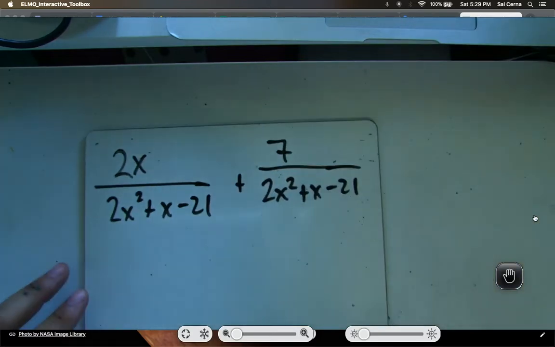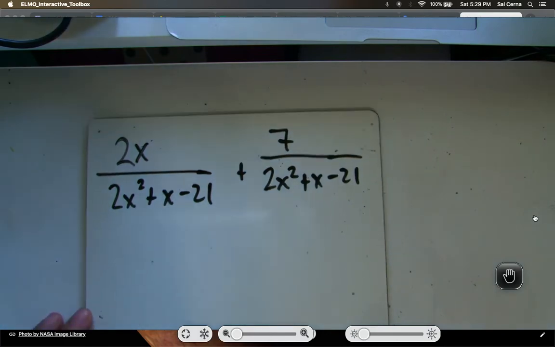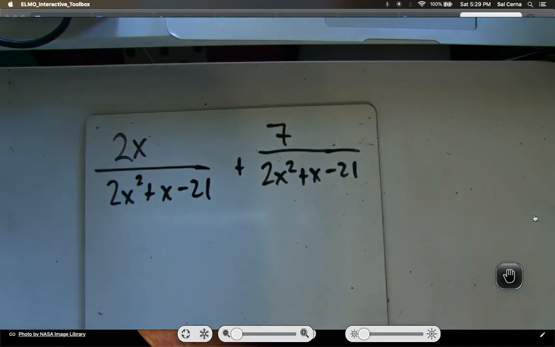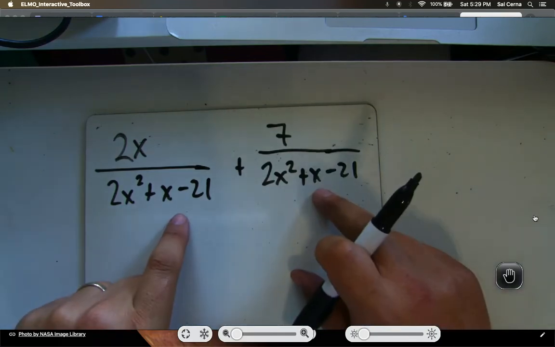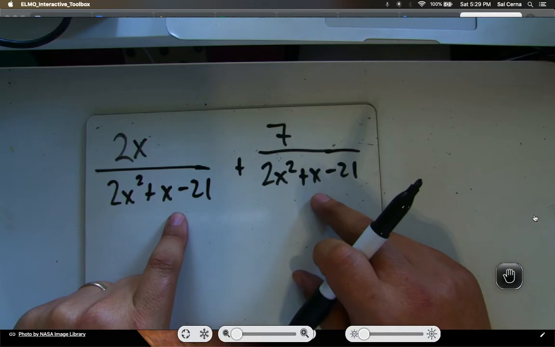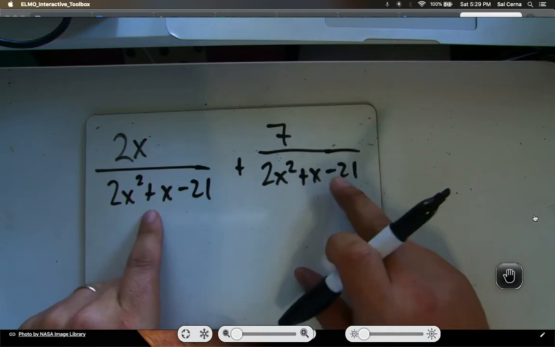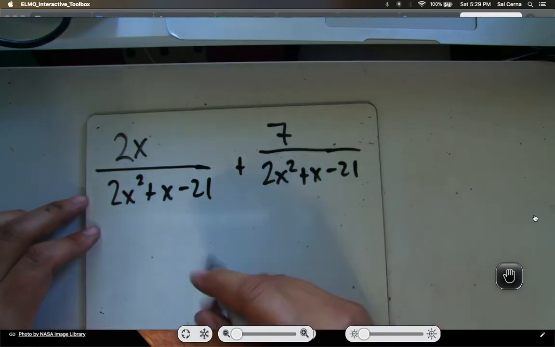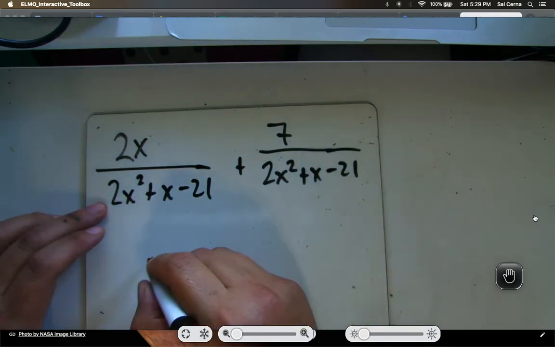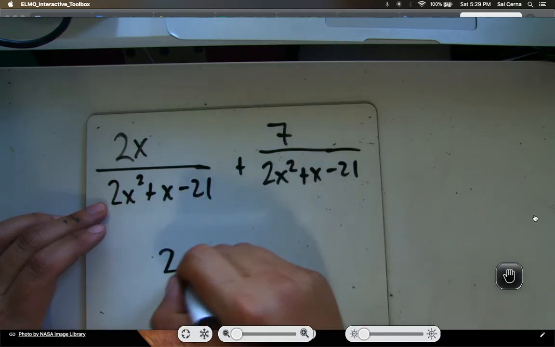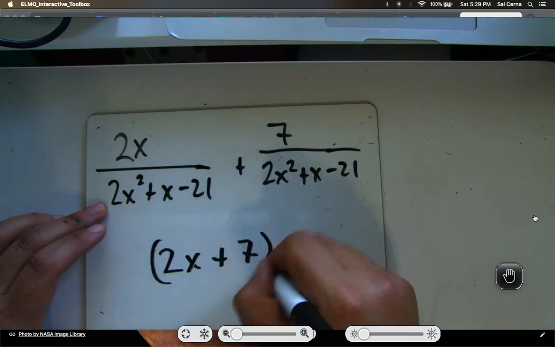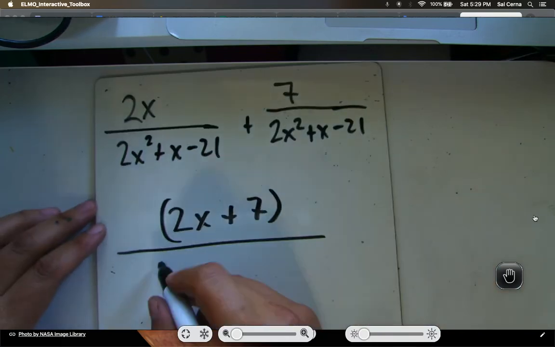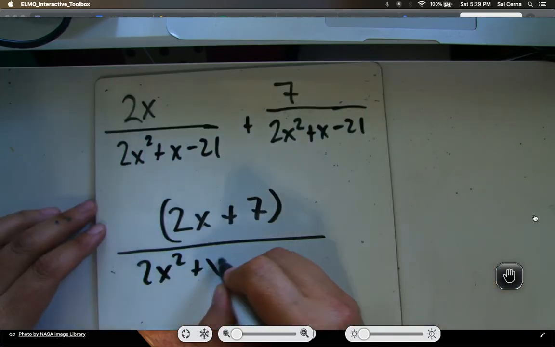All right, so this is the second video after the introduction, where now our problems get to look a little more complicated, but again, we're using the same idea. Are my denominators identical? In this case, these quadratics are identical. Same signs, the same term values. It looks good. So then I don't need to worry about doing any manipulation. I'm just going to rewrite and add the numerators. 2x plus 7, parentheses, divided by 2x squared plus x minus 21.